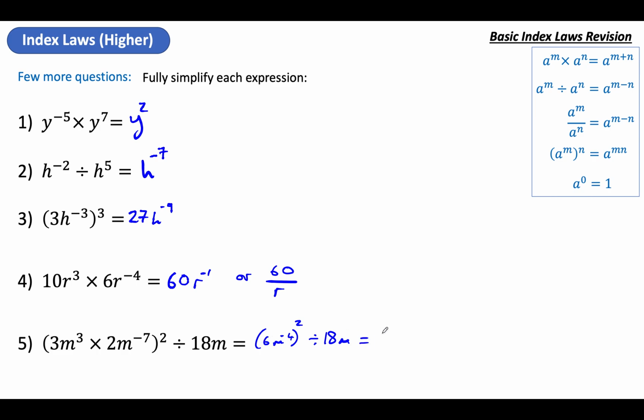All right, well, let's square that first bracket. Ordinary numbers, ordinary maths. So 36. Now the power of m will be 2 lots of negative 4, which is negative 8. And then I need to divide that by 18m, which will be 36 divided by 18 is 2. And then we're going to subtract our powers. Now this is m to the power of 1 really, isn't it? Just m on its own. So minus 8 minus 1 makes minus 9. It's 2m to the power of minus 9.